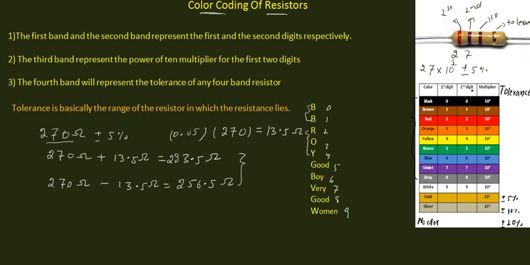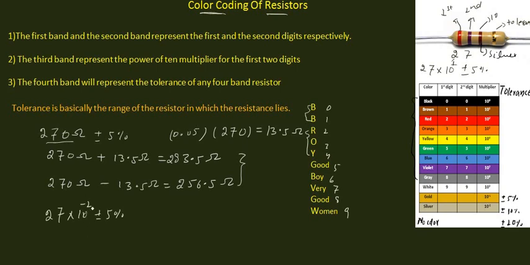So let's consider if we have the same resistor, and if we omit this third band color and insert a silver color, let's assume here we have a silver band. Then the value of this resistance will be: the first two digits are 2 and 7. The third band is the multiplier, and we assume it is a silver band, and we know that the multiplier of this silver band is 10 raised to the power minus 2, and its tolerance is plus minus 5%.